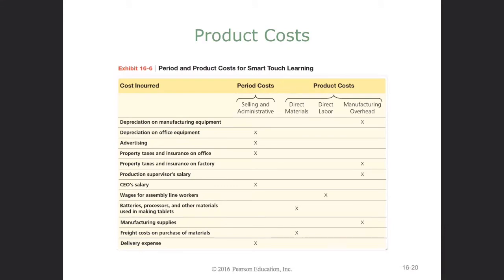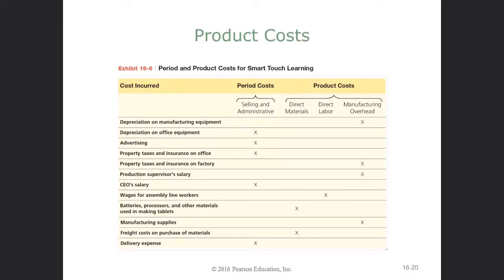So here we have a slide telling us about our product cost. We have period and product cost for Smart Touch Learning. That's the name of the company that we're going to use throughout this chapter. And so we're listing out some costs that we have incurred, and we're also identifying whether or not those costs are considered period cost or product cost. Our period costs are anything that is selling and administrative. So period costs are not directly related to the product.